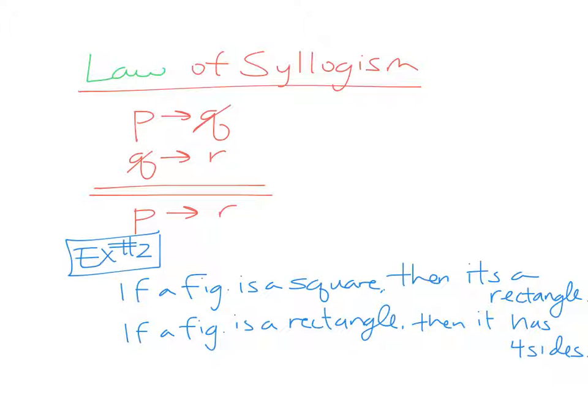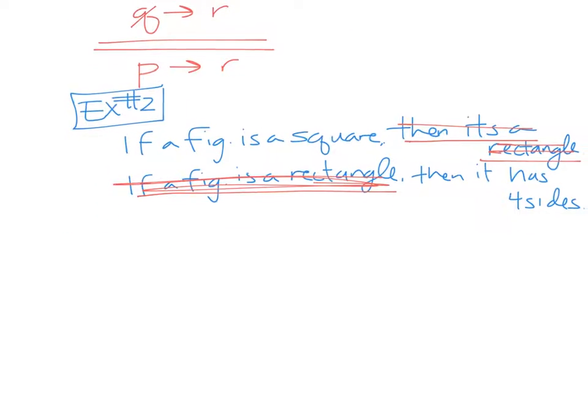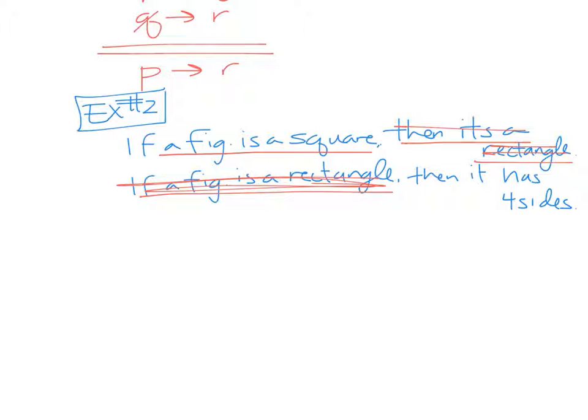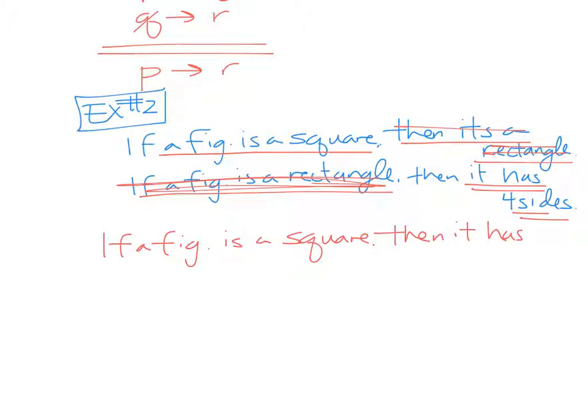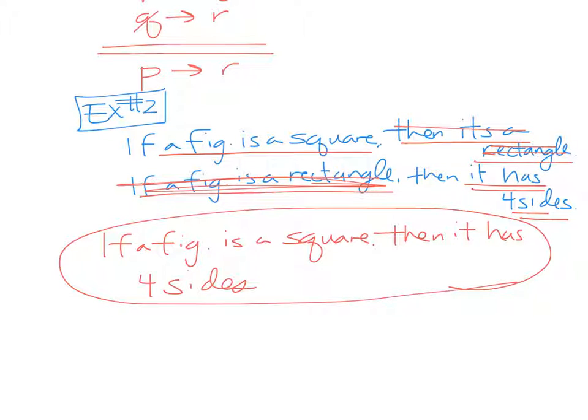So what I'm saying is I can take out the two that are identical. The figure is a rectangle, the figure is a rectangle, right? I'm going to get rid of those. And the conditional statement I'm left with is my conclusion. So I can say right now, if a figure is a square, then it has 4 sides. Okay, so this is your answer. You're taking out the two identical ones and you're writing what's left.